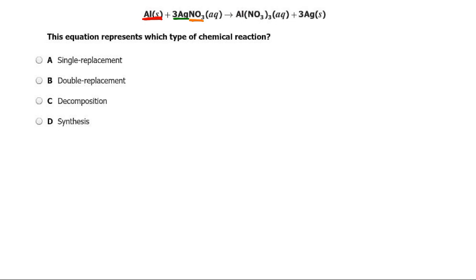The products of this reaction are aluminum nitrate, and then you get some pure silver out. So recall that the type of reaction where you have a pure element, oftentimes, reacting with a compound, and then on the other side you get a new compound and a different pure element out, that would be known as a single replacement reaction.